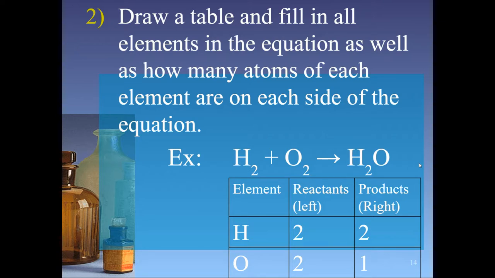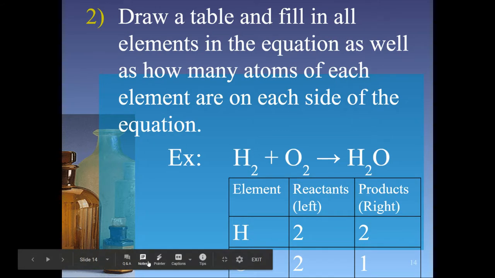Next, you draw a table and fill in all the elements in the equation, as well as how many atoms of each element are on each side of the equation. So, for example, we wrote out the equation. We have the reactants, which are going to be the left side in this particular equation, and products on the right side. The elements that we have are hydrogen and oxygen. Those are the only two elements we have in the whole chemical equation. So we put hydrogen and oxygen down here in the table.